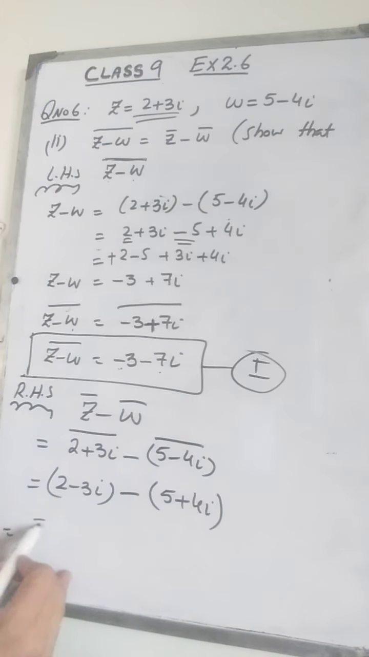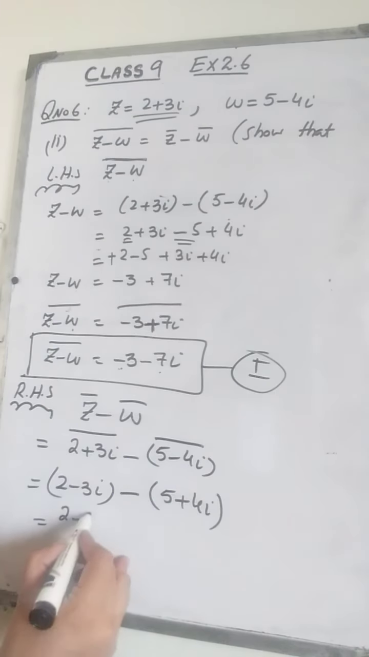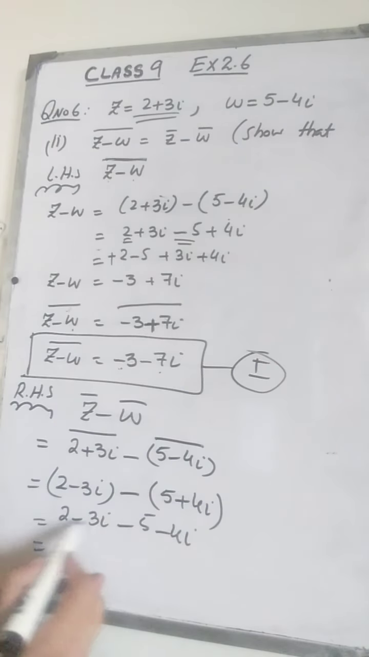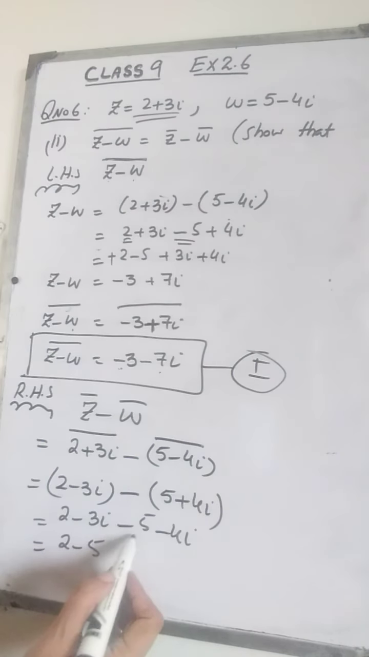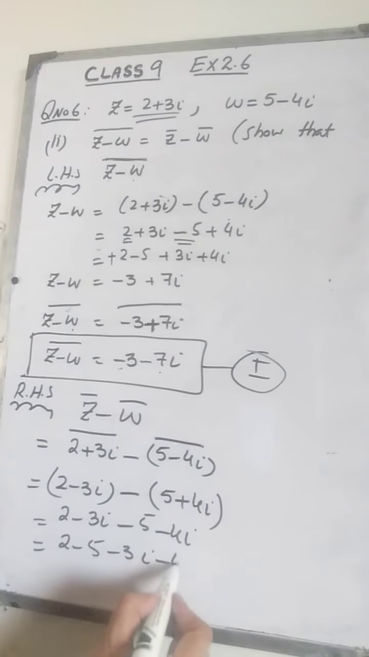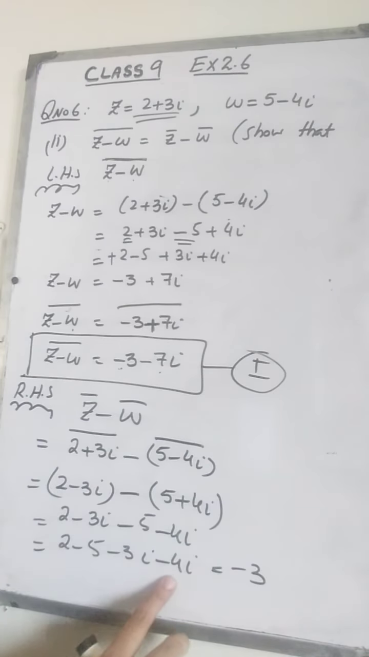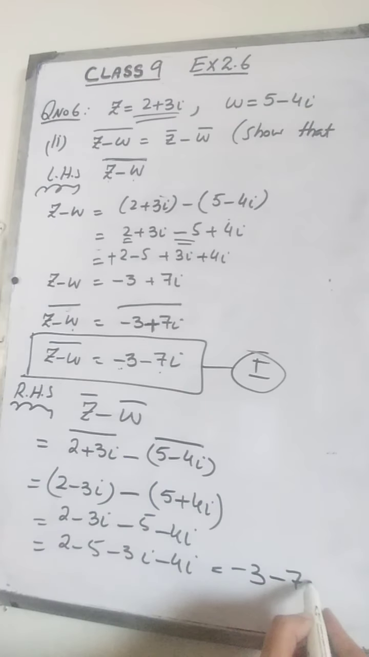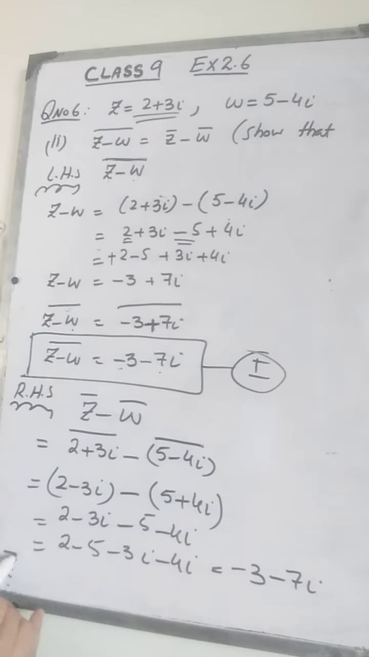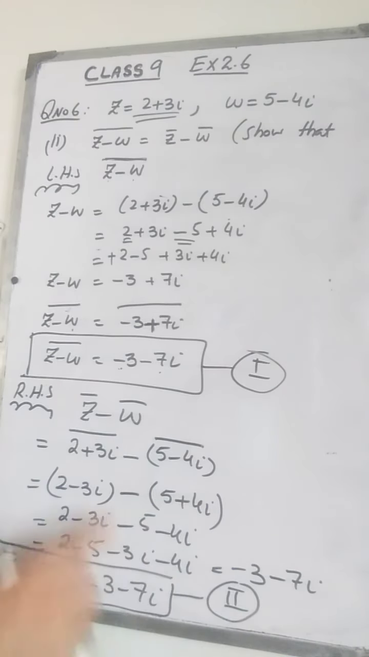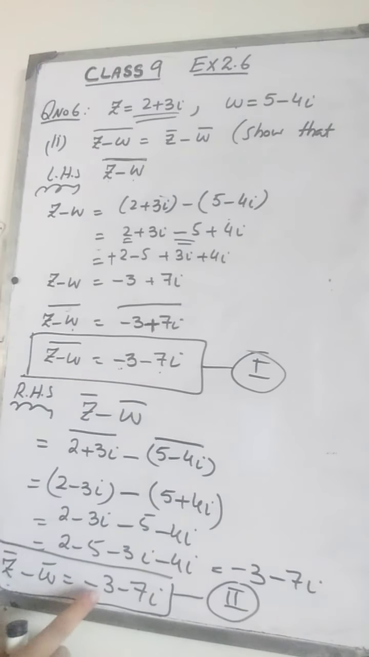Now you can do the subtraction in the usual manner. 2 minus 3 iota minus 5 plus 4 iota. Combine the real parts and the imaginary parts. What do we get? 2 minus 5 is negative 3, and negative 3 iota minus 4 iota is minus 7 iota. So it means that Z bar minus omega bar is equal to negative 3 minus 7 iota. This is the answer of the right hand side. So comparing 1 and 2, we see that both these expressions are equal.